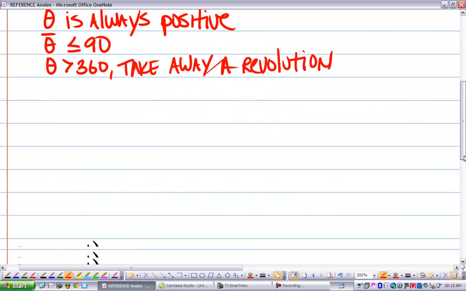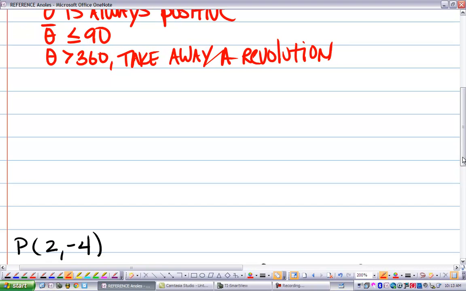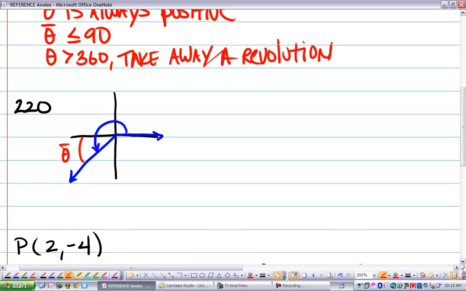So let's do a few quick examples. Let's say we had 220 degrees. You want to find the reference angle. Always draw the angle. Don't try to think about it in your head. 220 starts here. That is going to terminate in quadrant 3. So here's my angle. I'm looking for the reference angle, so I'll use my formula for quadrant 3.